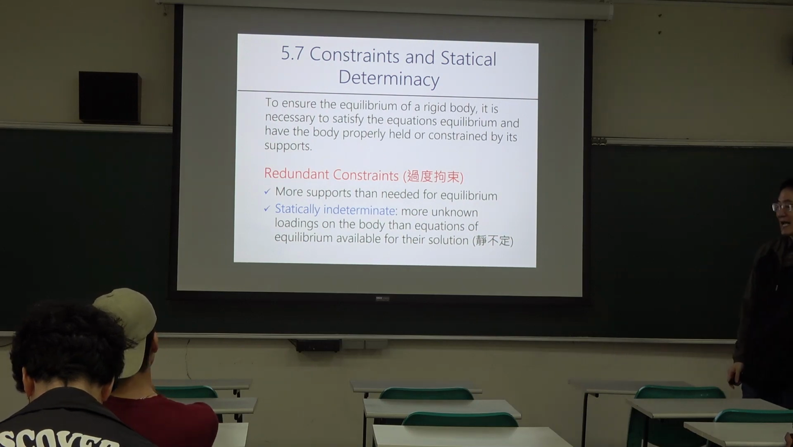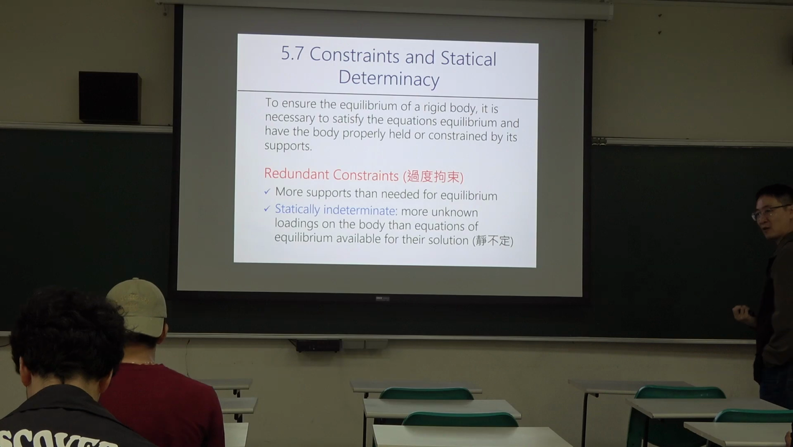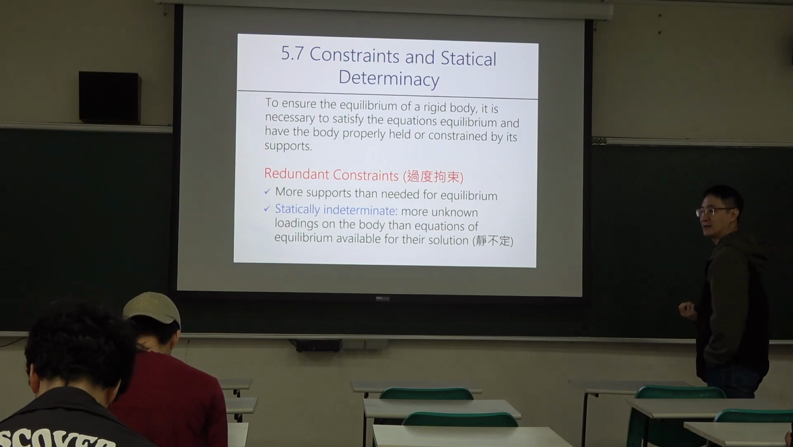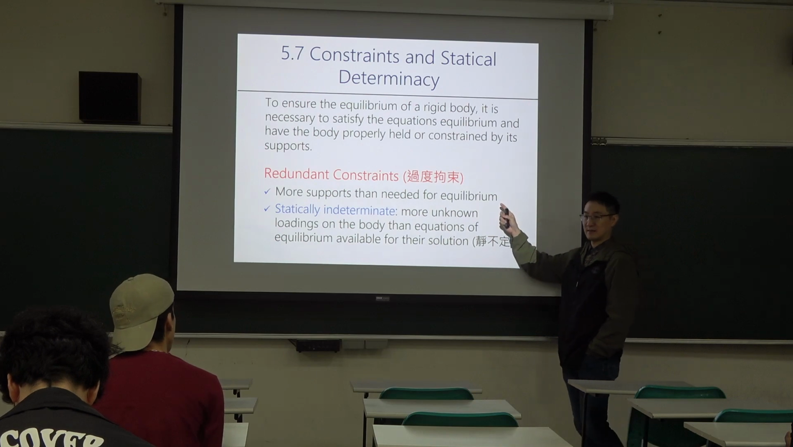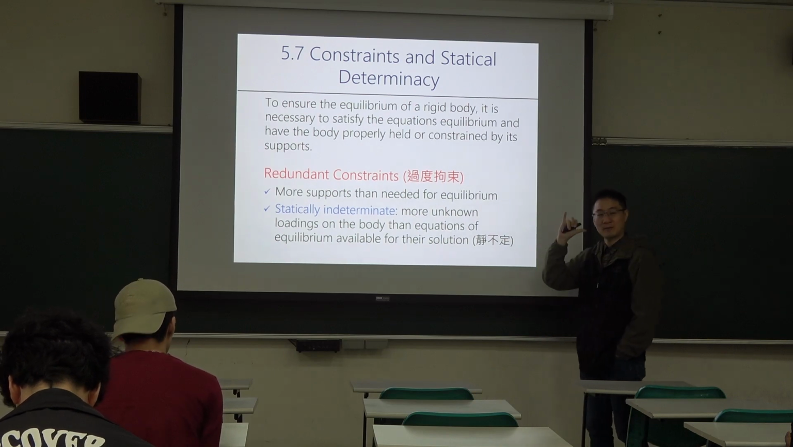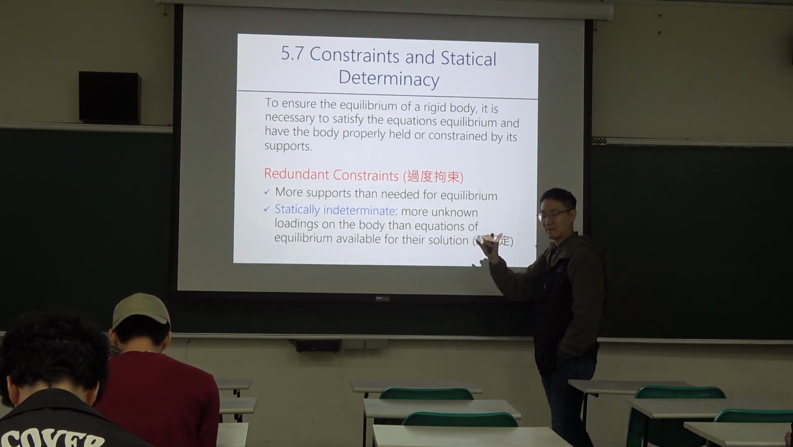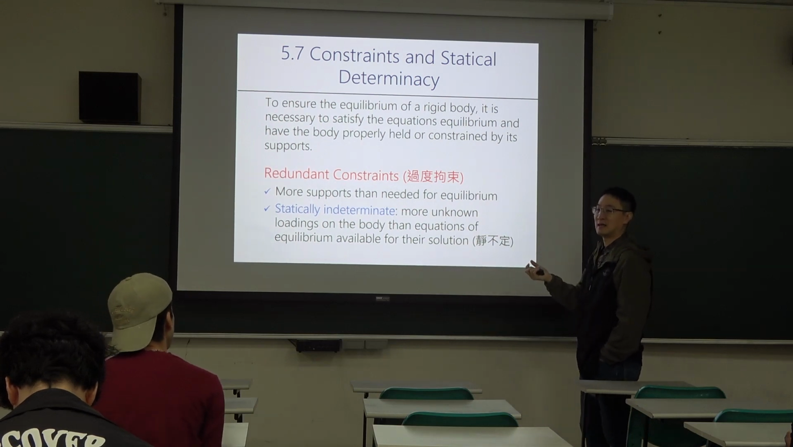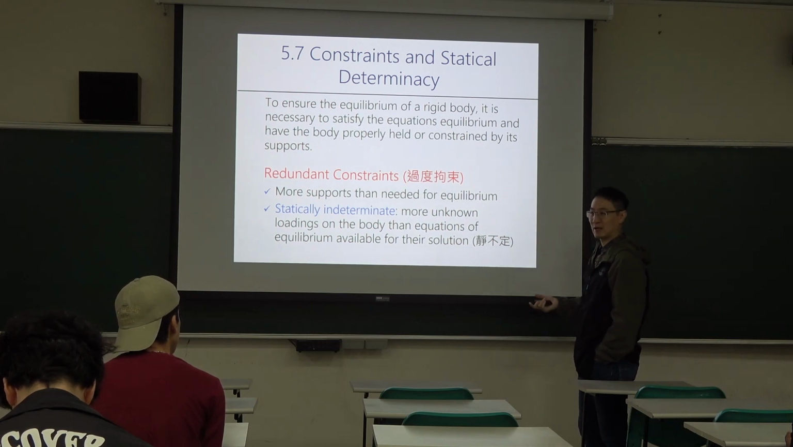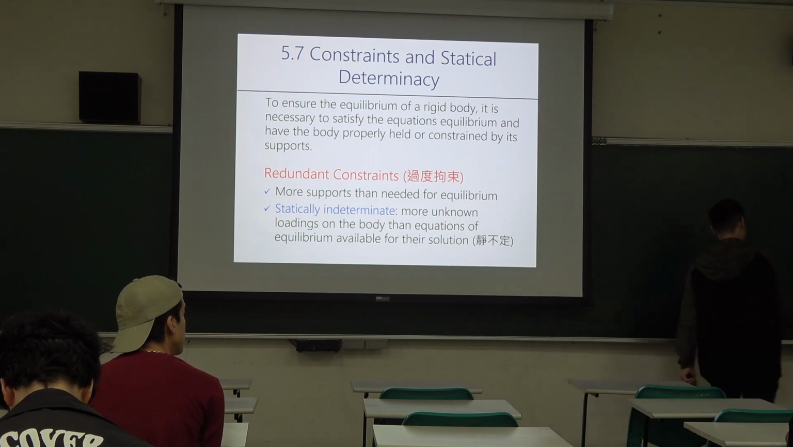Okay, for some cases, the number of equilibrium equations is less than the number of unknown parameters. 6 equilibrium equations solve 6 unknowns, but in some cases it's possible we have more unknown parameters than equilibrium equations. I'll just give you some idea.